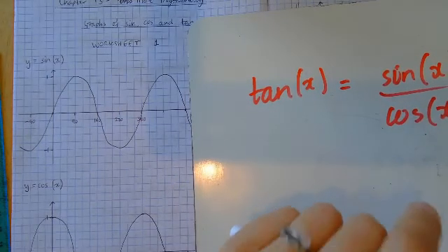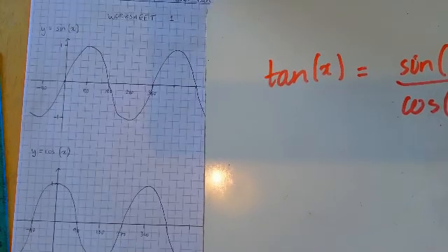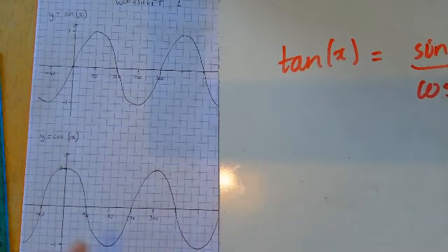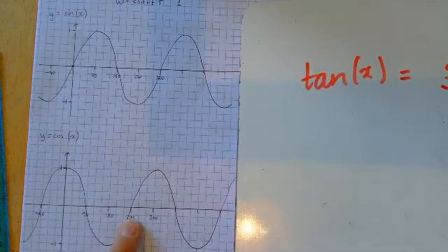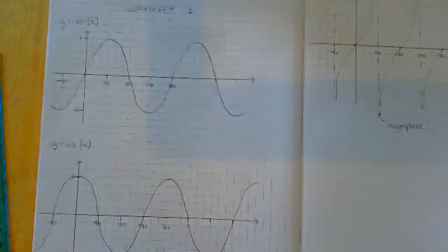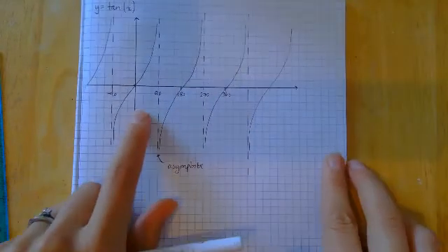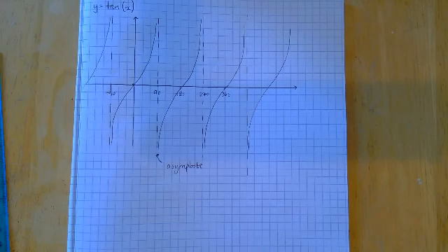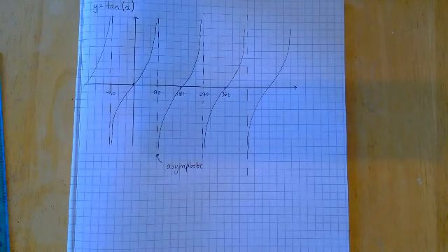Now look at cos. When cos is 0, we would be dividing by 0. And we know that that breaks maths. So we can't divide by 0. So it's going to break whenever cos is 0, which is at 90 and 270. And if you look, that's exactly where we've got these breaking points, these asymptotes, 90, 270, etc. So that's why it breaks. You don't need to know that. That was just a little bit of fun.